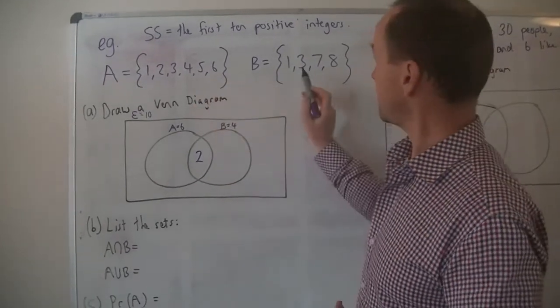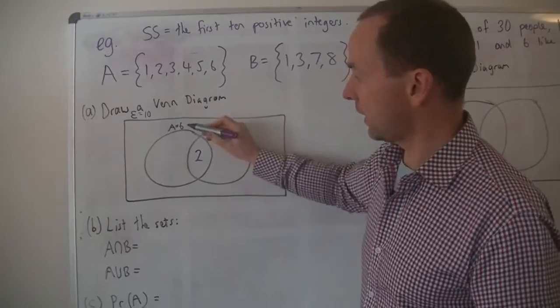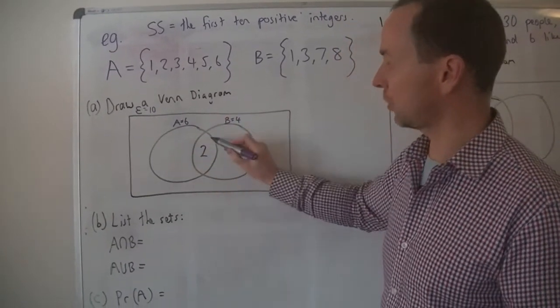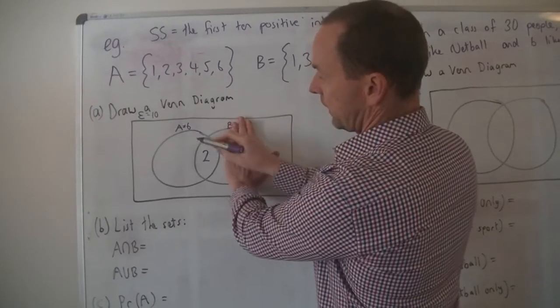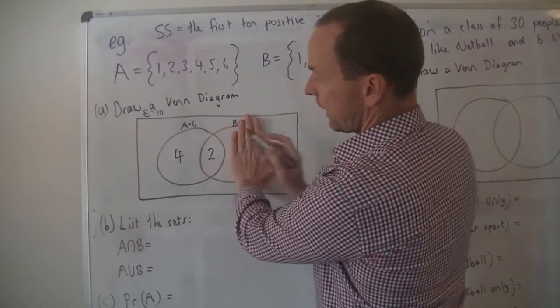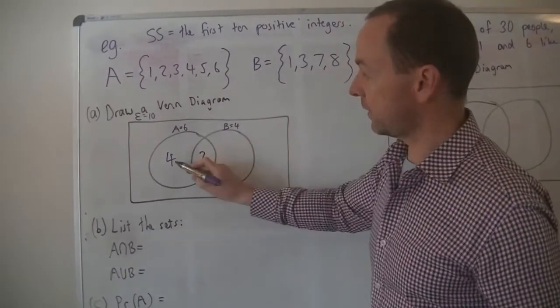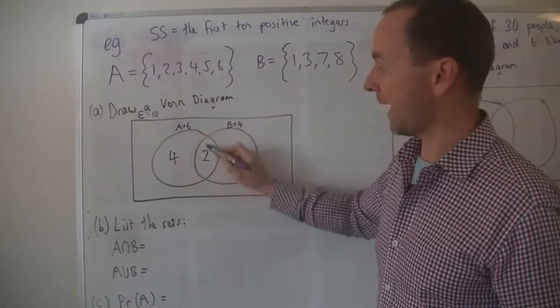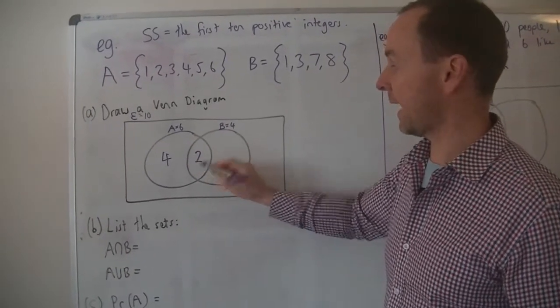And then, since 1 and 3 are already in the middle bit, there are still 4 numbers, and I can see that because there's 6 in the whole circle and 2 in that little centre bit. We call this section here A only, because these 4 numbers are in set A only. These 2 are in set A as well, but they're in A and B.